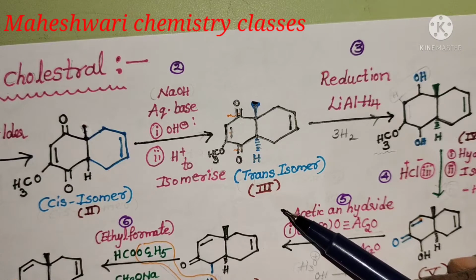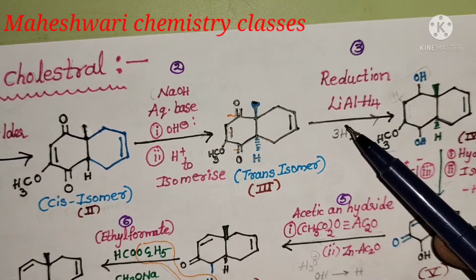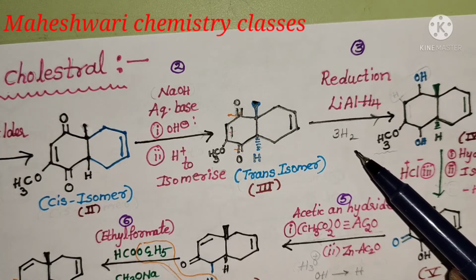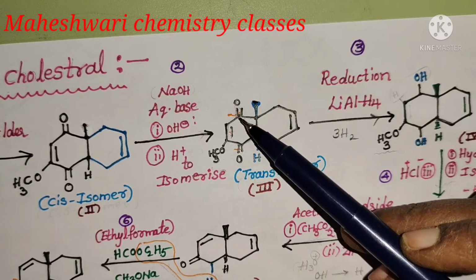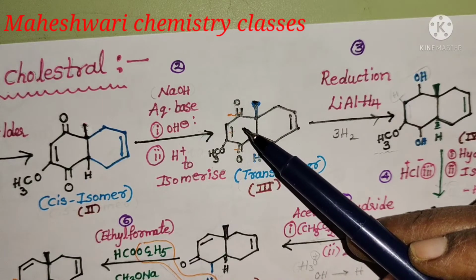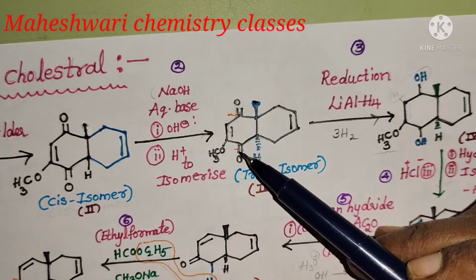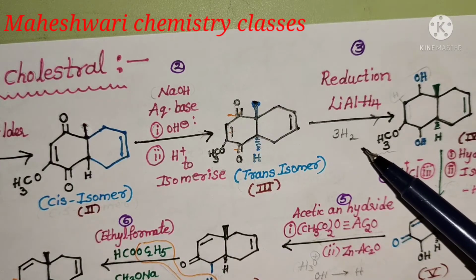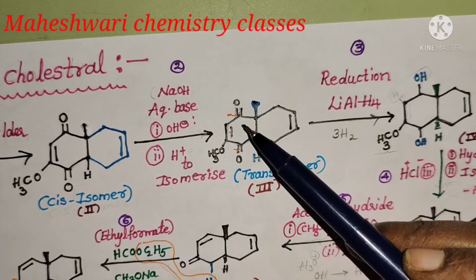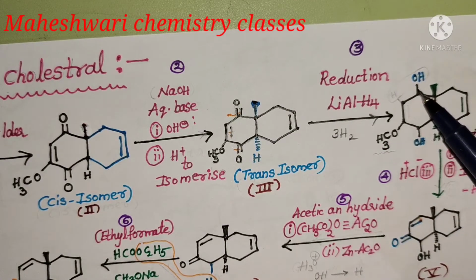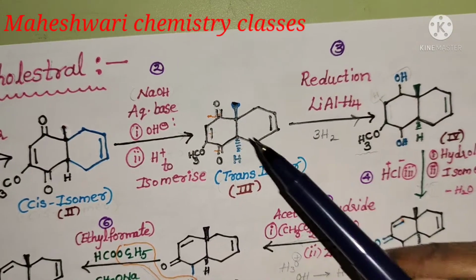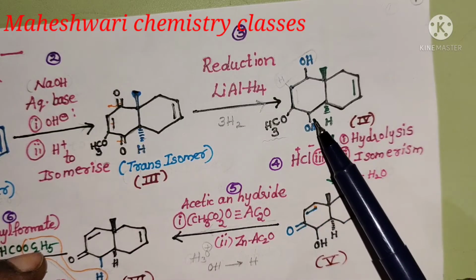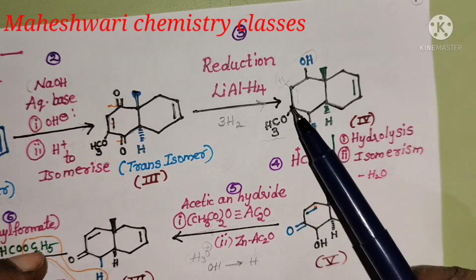It undergoes reduction in the presence of lithium aluminum hydride. Here 3 moles of hydrogen are utilized. At that time, these 3 pi bonds are reduced, nothing but they absorb these 3 hydrogen molecules, and these 3 pi bonds are converted into 3 single bonds. And here the O is converted into OH. The double bond O is converted to OH. Here double bond, here single bond.